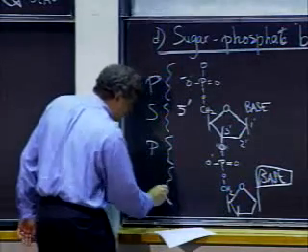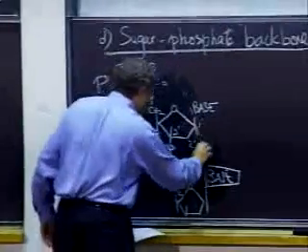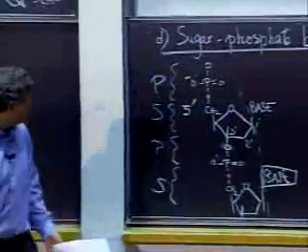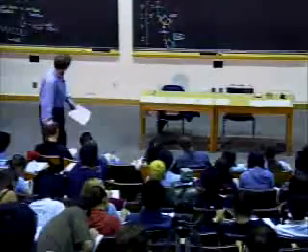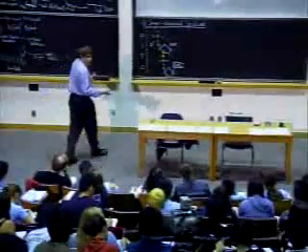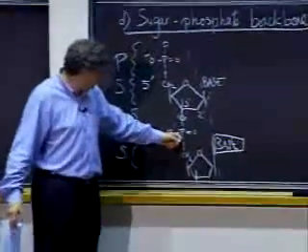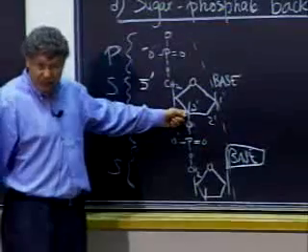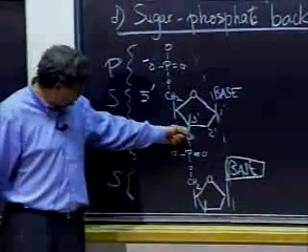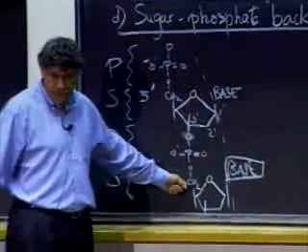phosphate, sugar. And if we ignore these bases, which, you know, who cares about the bases anyway, what we have is just phosphate, sugar, phosphate, sugar, phosphate, sugar, phosphate, sugar. Okay? So it's a very simple structure. There's nothing hard to remember about this. And the phosphate is always attached to the 3 prime carbon of the preceding sugar and to the 5 prime carbon of the next sugar.